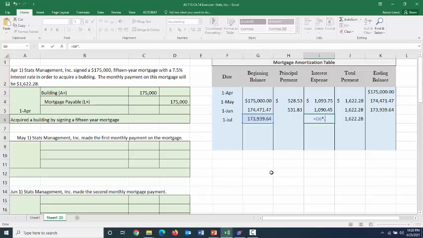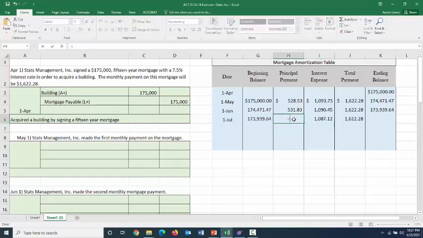Our interest expense is now going to be equal to our beginning balance, which was $173,939.64 times our stated rate of 7.5% times 1/12, and $173,939.64 times 7.5% times 1/12 is going to come out to $1,087.12 of our payment going towards interest.